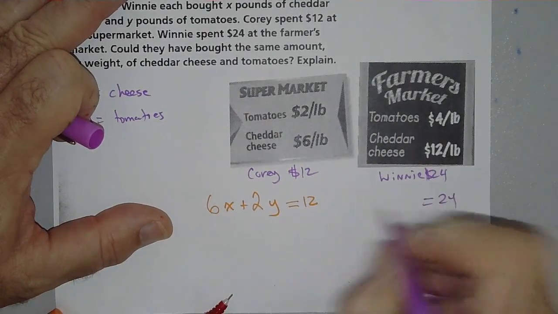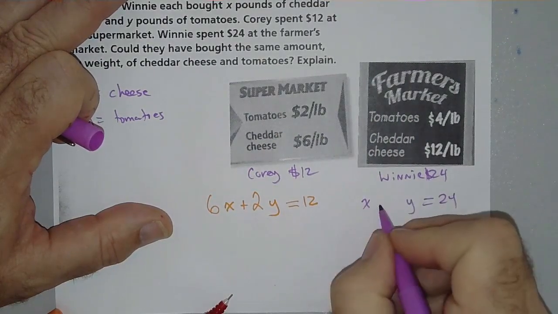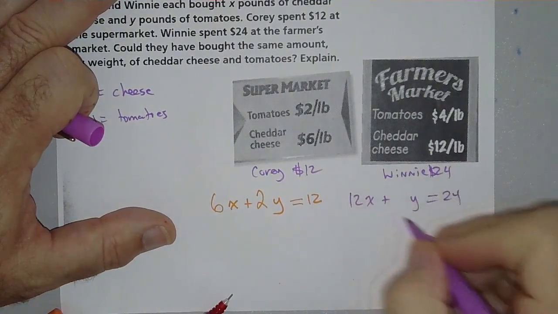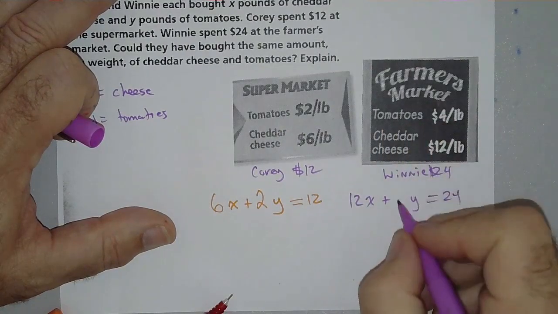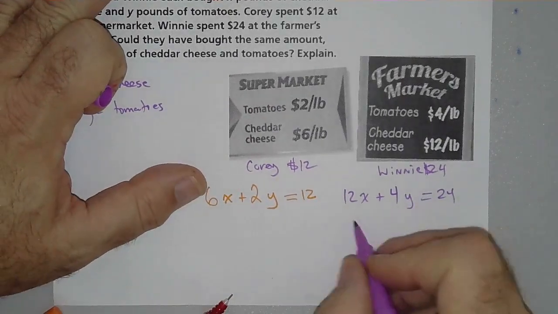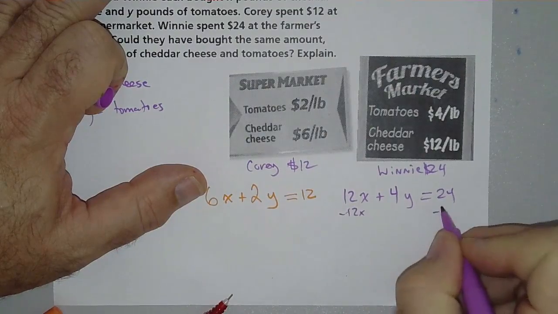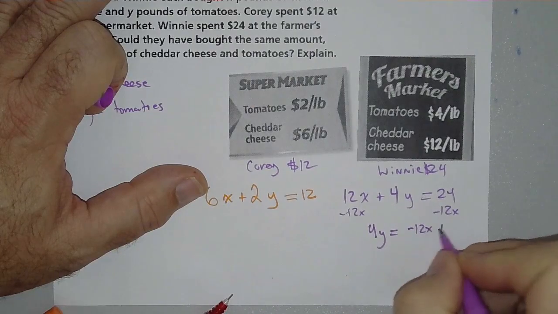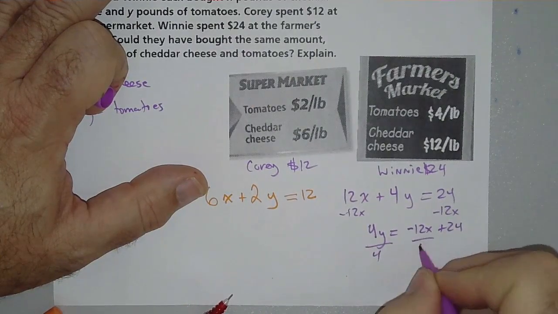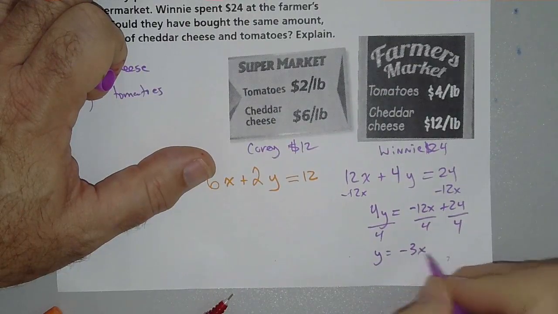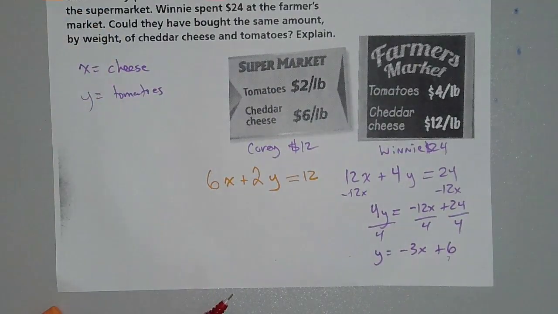Winnie spent $24, and we know she bought some cheese and some tomatoes. We don't know how many. Her cheese cost $12 a pound. That's some fancy cheese. And her tomatoes cost $4 a pound. Now, neither of these is in slope-intercept form, so that's where we've got to make this change. Let's subtract 12x from both sides. And I get 4y equals negative 12x plus 24. Divide by 4, divide by 4, divide by 4. And I get y equals negative 3x plus 6.